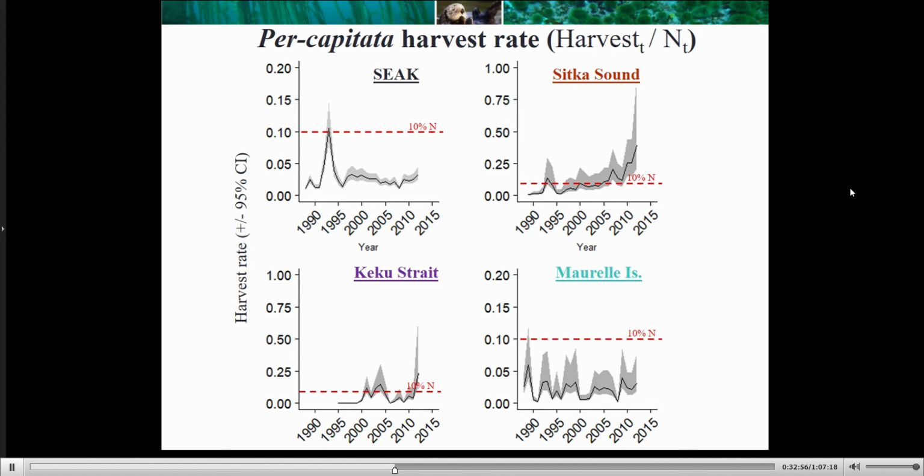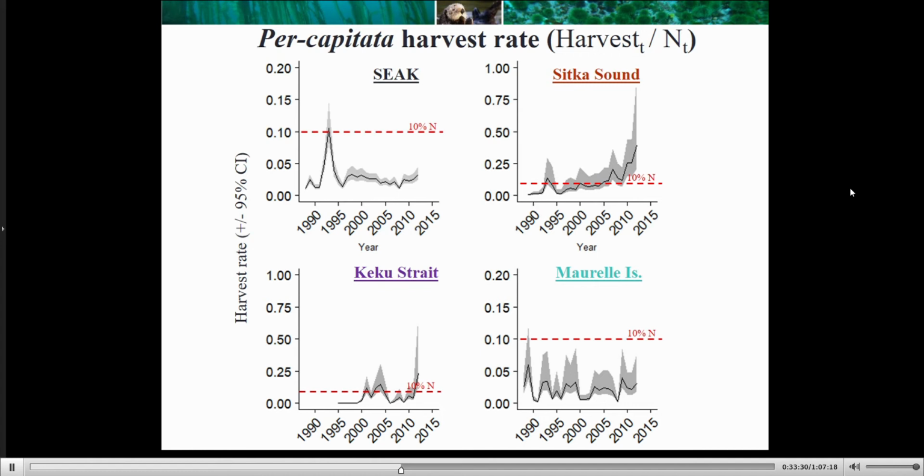When you look at it at this sort of entire regional level. When you focus in on these specific regions, though, you see there's quite a bit of variation. So in Sitka Sound, the per capita harvest rate has been at or above 10% of the Sitka Sound population abundance for much of that period. Kiku Strait, of course, there was no harvest early on because there were no sea otters there early on, but harvest began very, very soon after otters first arrived in the area. Actually, our first indication that otters were in the area was when we got harvest records from that area. So before that, we didn't even realize that otters were there.